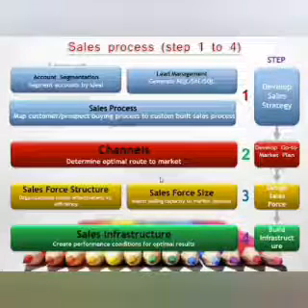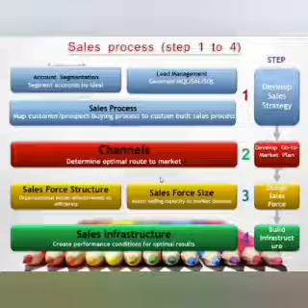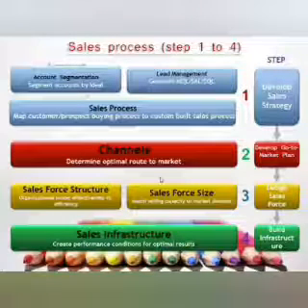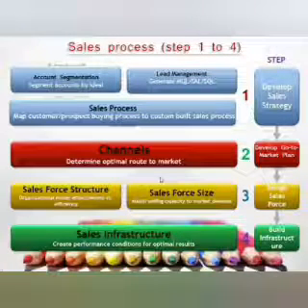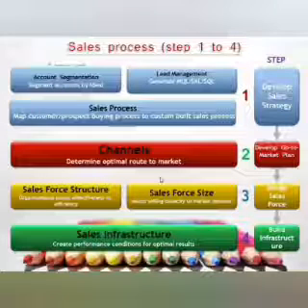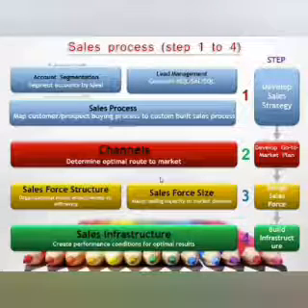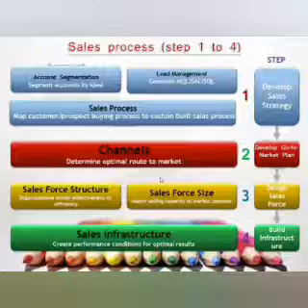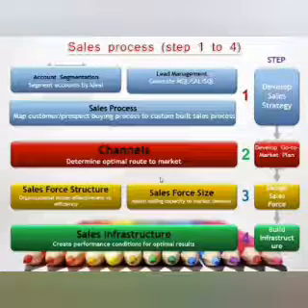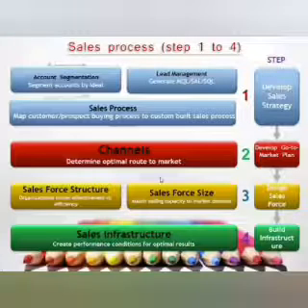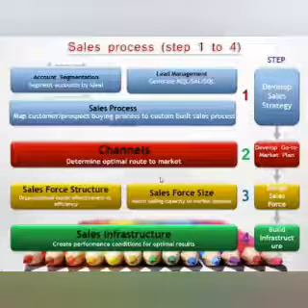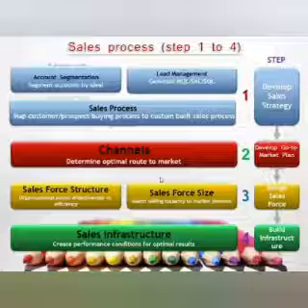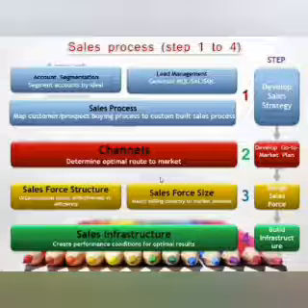Why do they want to purchase my product? Why is this product important for customers? How will my product solve their problem, and how will my product satisfy their needs? So that mapping is required. So those 3 steps, account segmentation, lead management, and sales process, will come in develop sales strategy. That is step number 1.